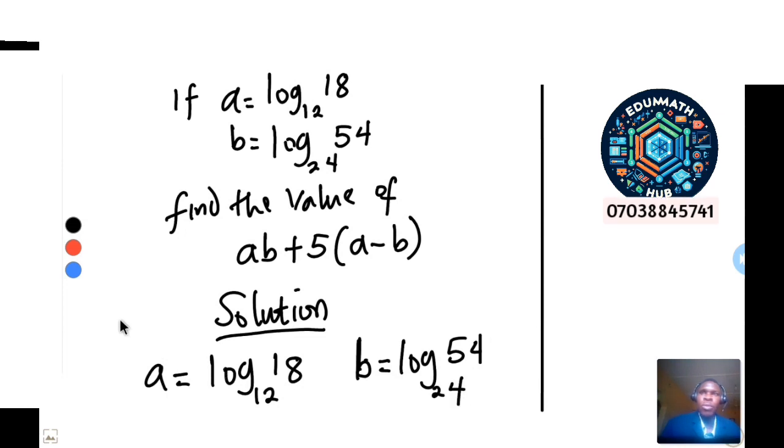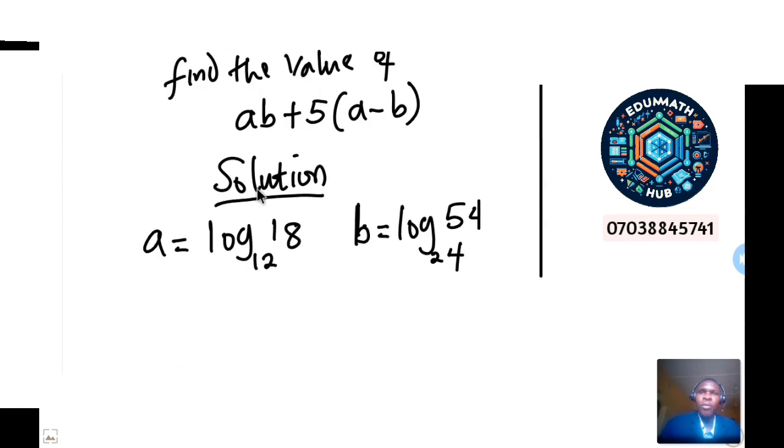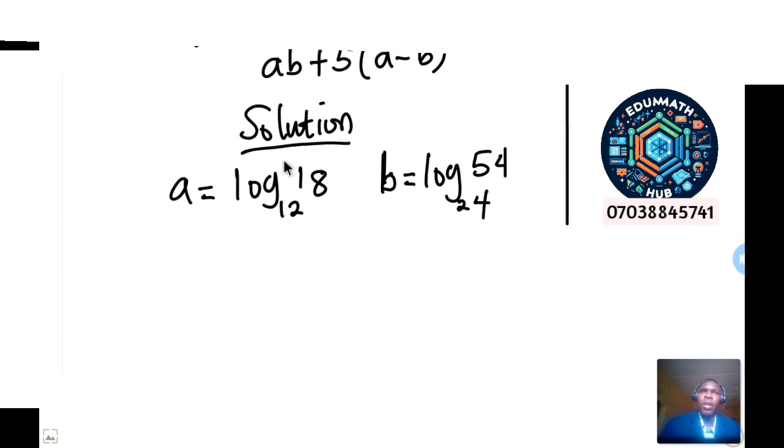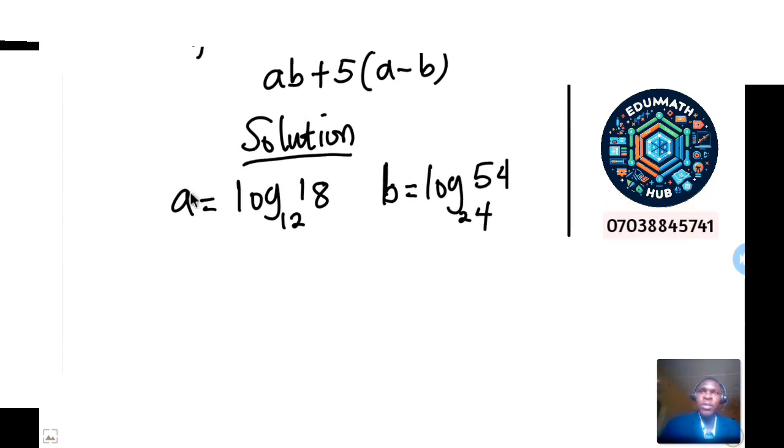So we need to convert to index form. I don't want to solve it at the same time, but let's solve for A first, then we'll do B later. Now, to get the value of A, we need to convert to index form. So that's the first step: convert to index form.